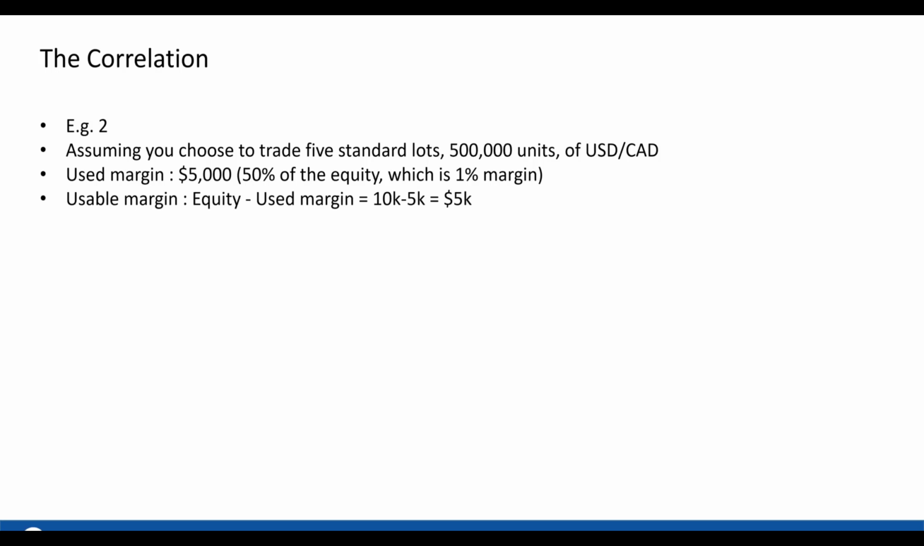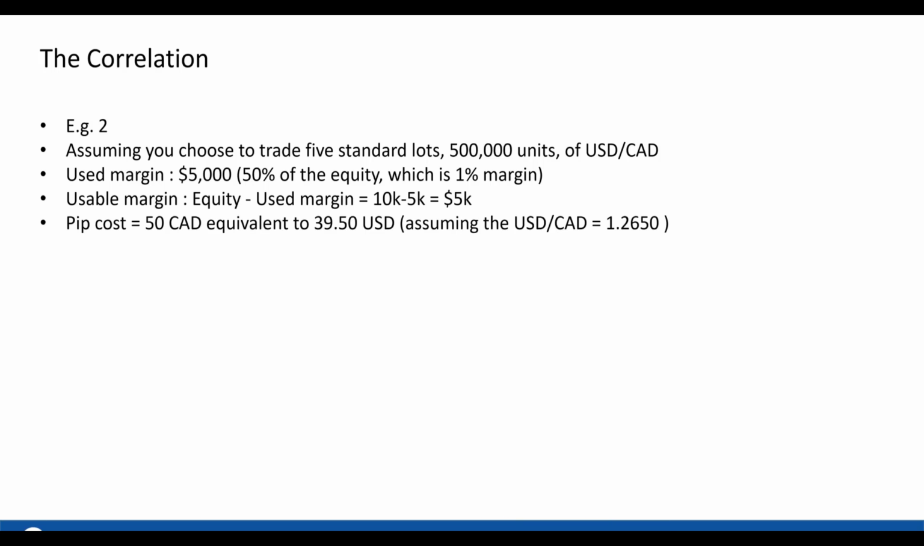Now, the usable margin there is the equity, which is $10,000, minus the used margin, which is $5,000, which leaves $5,000 in your account. Now, the pip cost here is going to be 50 Canadian dollars because you have essentially used 50% of the equity in your account. Now, that is equivalent to $39.50, and that's American dollars. And again, we're assuming that the US dollar Canadian dollar exchange rate is 1.2650.